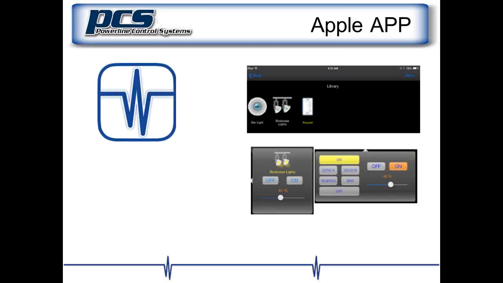When you get into the local control of it, like the bookcase lights, I can do on and off, and I have a little slider there. And again, with the keypad that we've got on there.